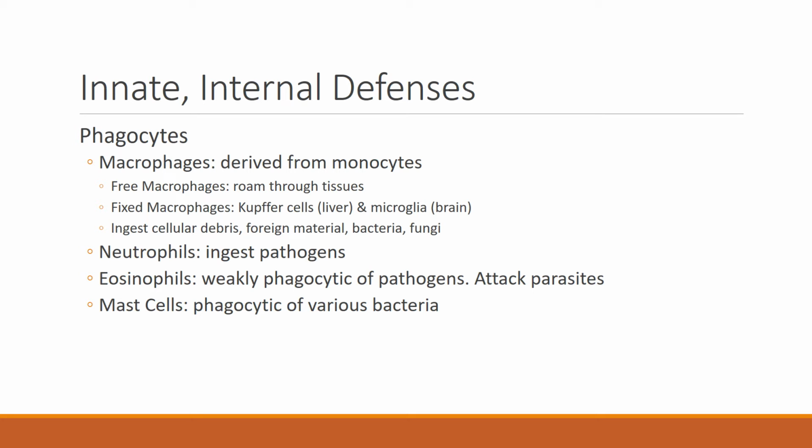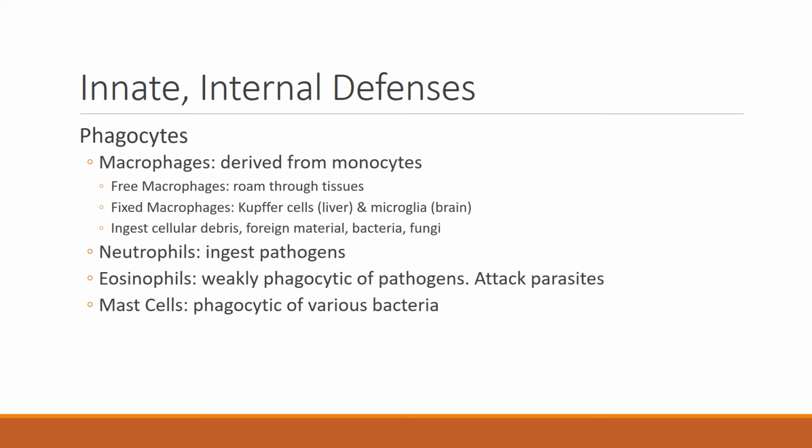And so macrophages are derived from monocytes in the blood. And we have two different types. We have free and fixed. And these are either going to be roaming through tissues, such as with the free macrophages, and so they're always scavenging, always looking for different types of bacteria that they can get rid of. Or we have fixed macrophages that stay stationary in certain areas, such as within the liver we have Kupffer cells, and then within the brain we have microglial cells.